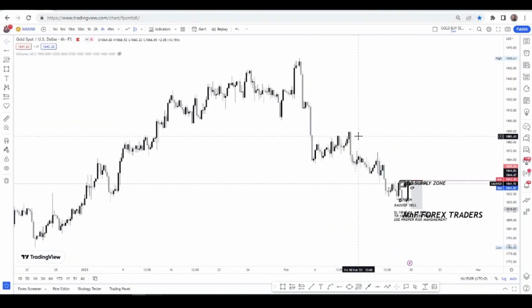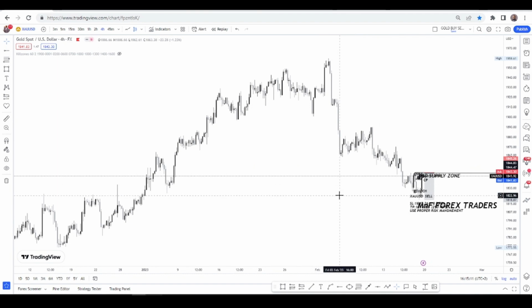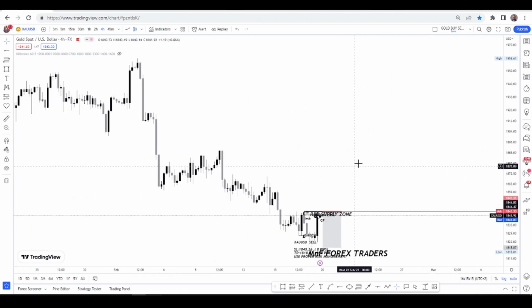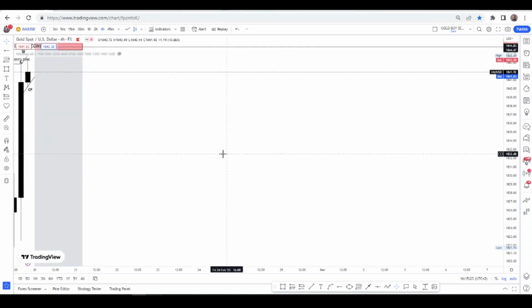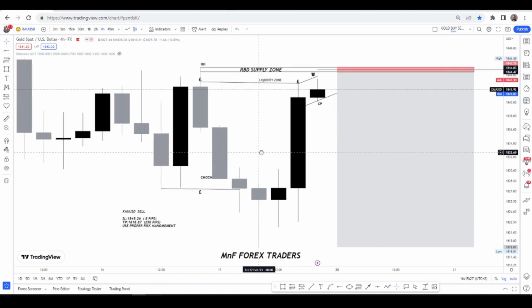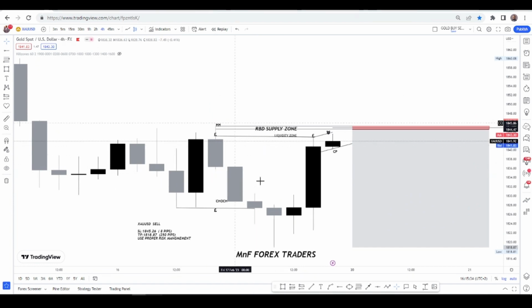So this is gold on the 4-hour time frame. What is the trend here? Downtrend, right? So we're looking for selling opportunities. So then you zoom out, you zoom in. What do we have here? We have a rally base drop. Agreed? Yes, we have a rally base drop there.